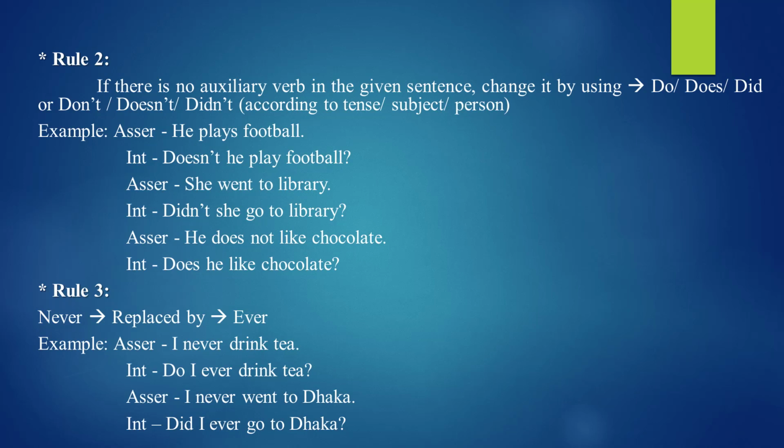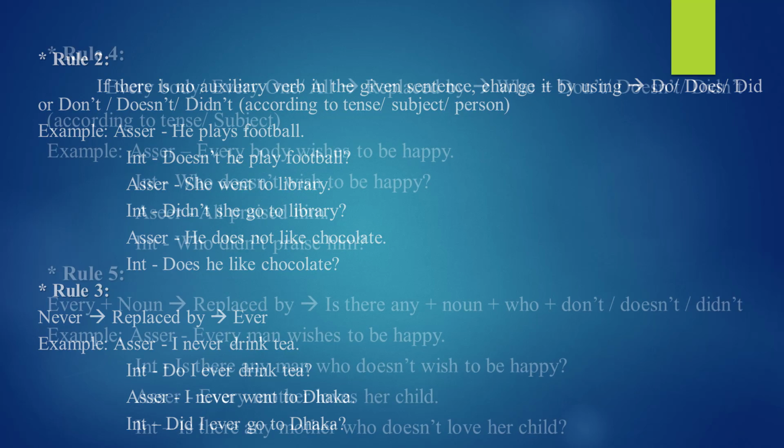Rule 3. Never should be replaced by ever. For example, I never drink tea. Interrogative, do I ever drink tea? I never went to Dhaka. Interrogative, did I ever go to Dhaka?